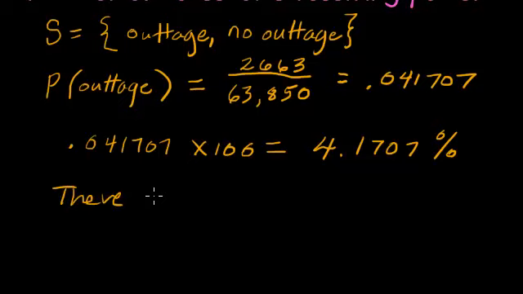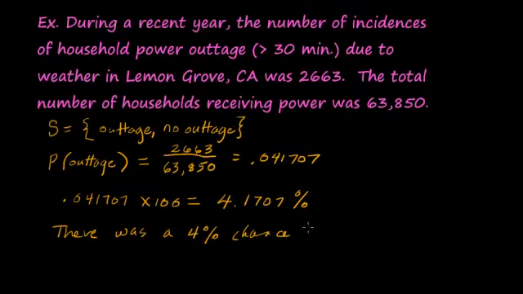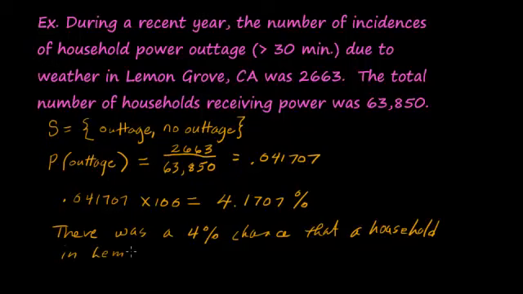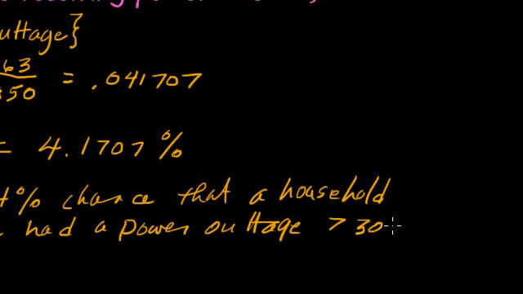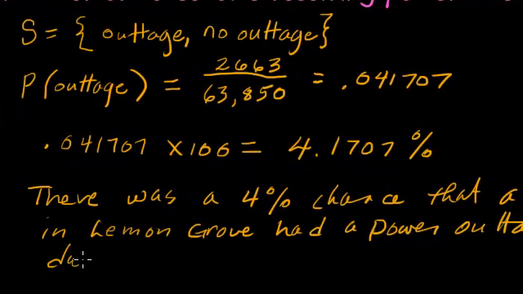Then I could make the statement that there was approximately a 4% chance that a household in Lemon Grove had a power outage greater than 30 minutes due to weather. So we found a probability or a chance of this event occurring.